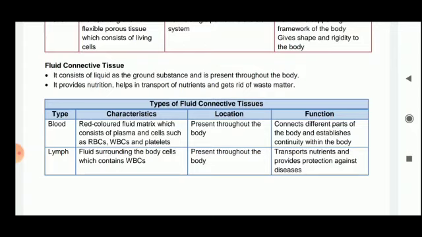It is located throughout the body. Blood is found everywhere in your body, and its function is to connect different parts of the body and establish continuity between them.